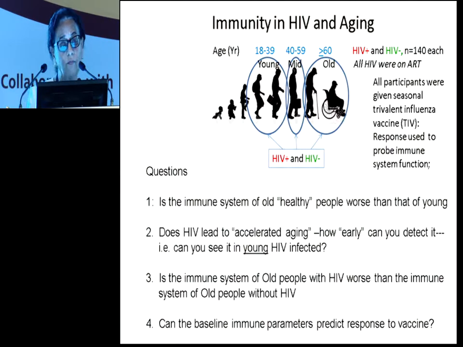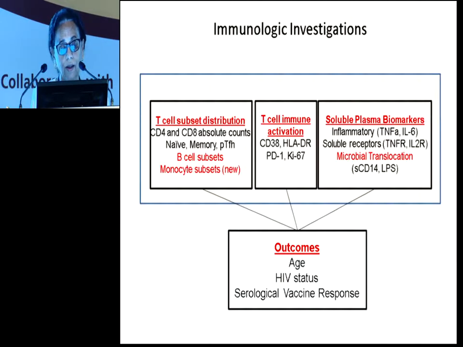And fourth, and most important, can baseline immune parameters predict the response to vaccine? So we did a bunch of immunologic investigations, and you can imagine we use peripheral blood for most of these studies. In our peripheral blood, the white cells are made up of many subsets of immune cells: the T cells, the B cells, monocytes.